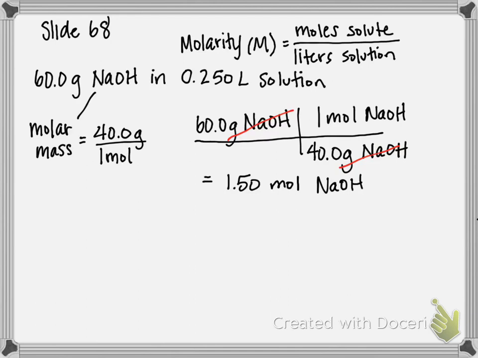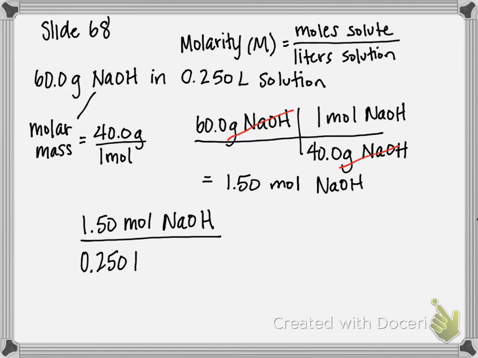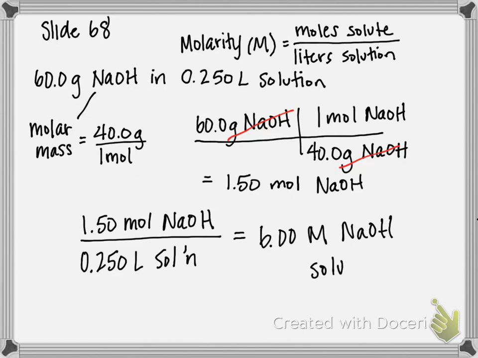So now my next step is to divide my moles over my liters of solution to get into units of molarity. So I'm going to have 1.5 moles sodium hydroxide over 0.250 liters of solution. And when I divide this, I get that I have a 6 molar sodium hydroxide solution. And that's how you calculate molarity.